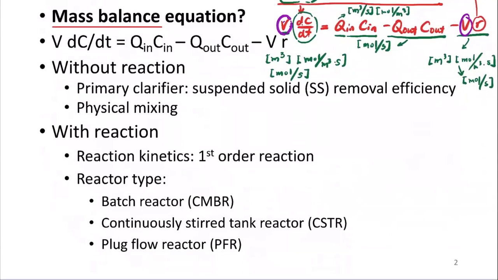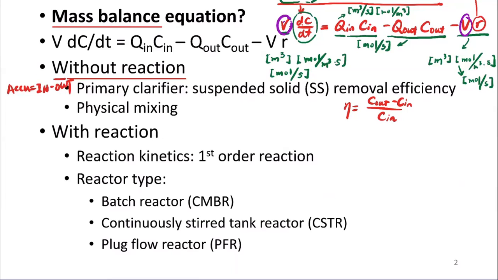So first we started with the cases that do not have reactions. Okay, so for the case that doesn't have reaction, we just have accumulation equal to in minus out. First we talked about this primary clarifier where you just have the sedimentation of the pollutants, right? So we further introduced the removal efficiency concept, which is basically C out minus C in divided by C in, right? So this is the removal efficiency for certain pollutants within this water treatment or wastewater treatment device.